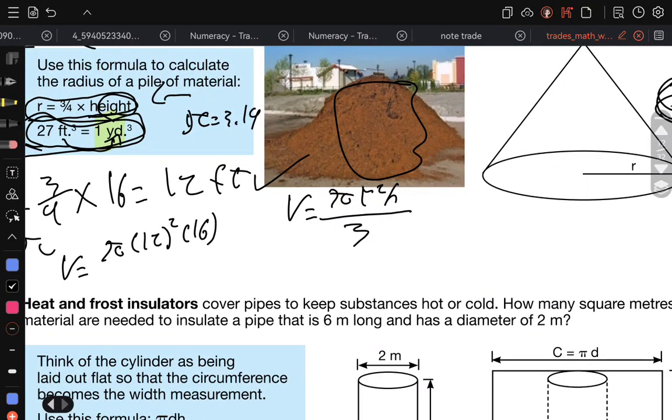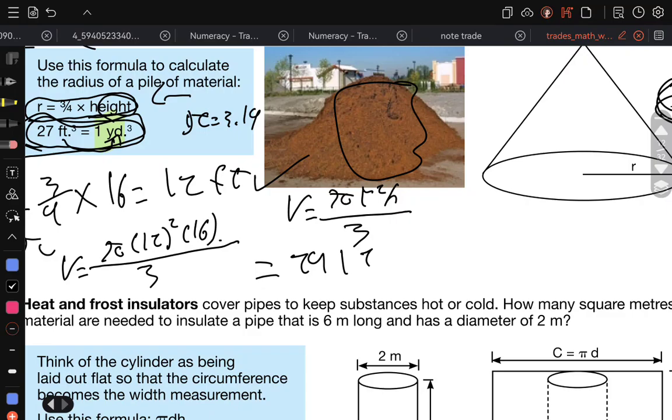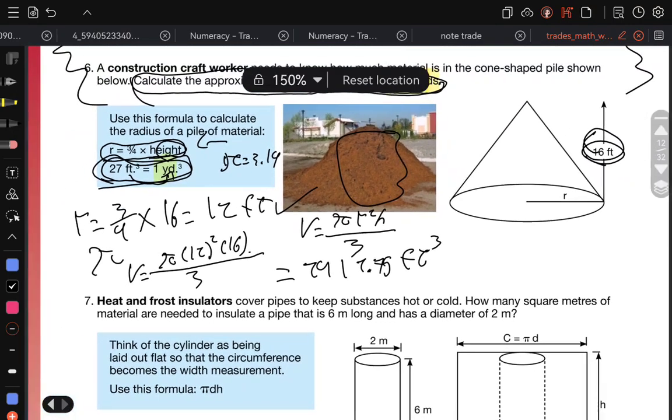So the answer is going to be... And yeah, don't forget dividing by 3. Yep, I was about to forget that. The answer is going to be 2412.75 cubic feet.